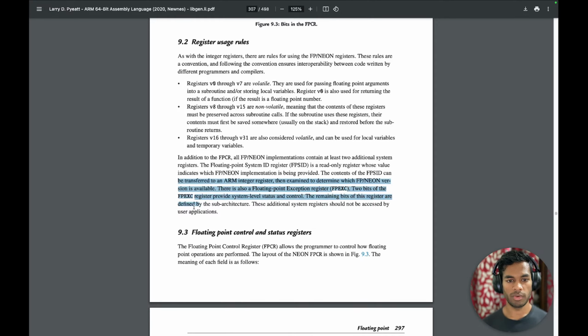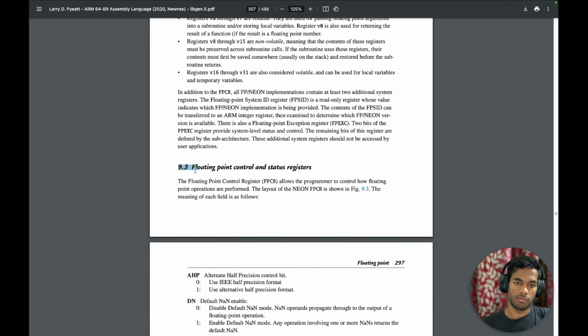exception register, FPEXC. Two bits of the exception register provide system level status and control. The remaining bits of this register are defined by the sub-architecture. These additional system registers should not be accessed by user applications. Okay, I will not let them be accessed by user applications.